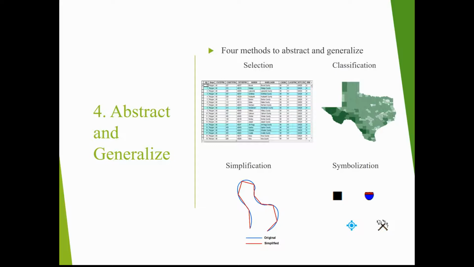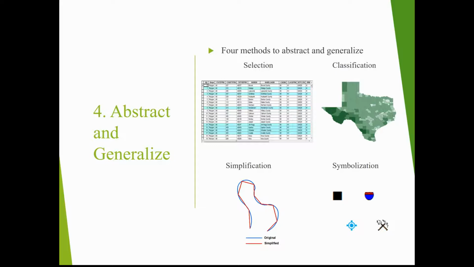The second method of abstraction is classification. Classification is the process of combining observations into bins or classes. The goal of classification is to reduce the number of unique symbols on a map and to aggregate information to a useful enumeration unit, such as state or county.